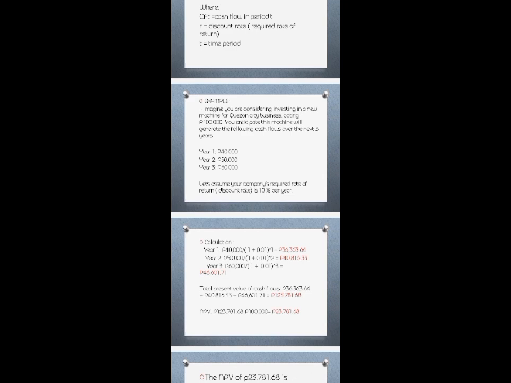36,363.64 plus 40,816.33 plus 46,601.71 equals 123,781.68. Then, yun na nga, you will subtract that from the original cost of that machine, which is 100,000.